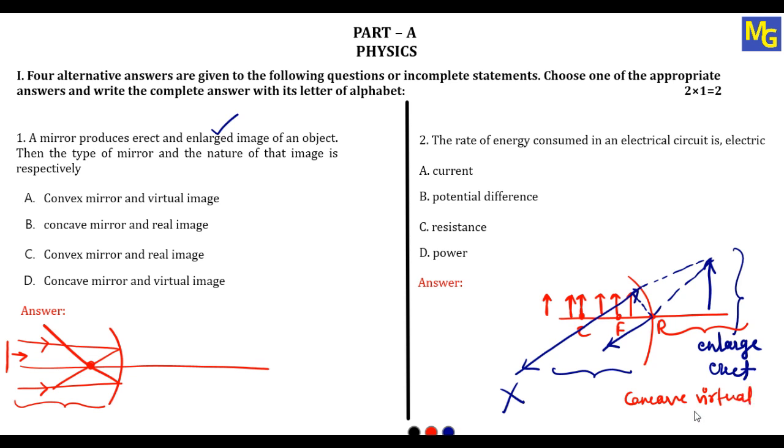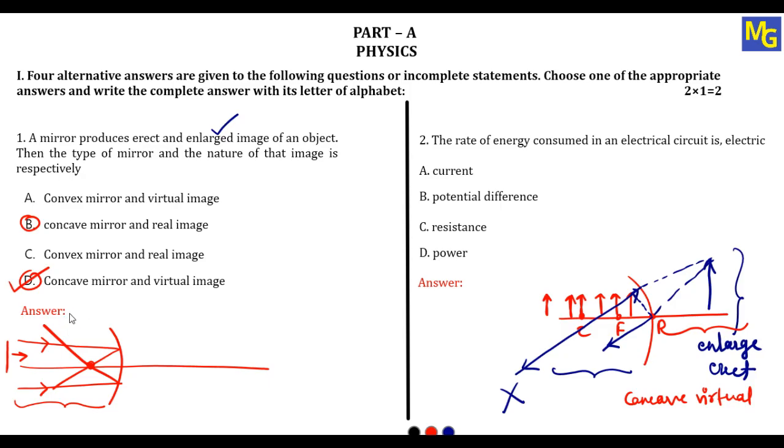These all will be virtual. According to this answer, if you see the options, here we have concave mirror in two options, B and D. But in option B, it is concave mirror and real. But our image is not real, it is virtual. Therefore, the correct answer is D.